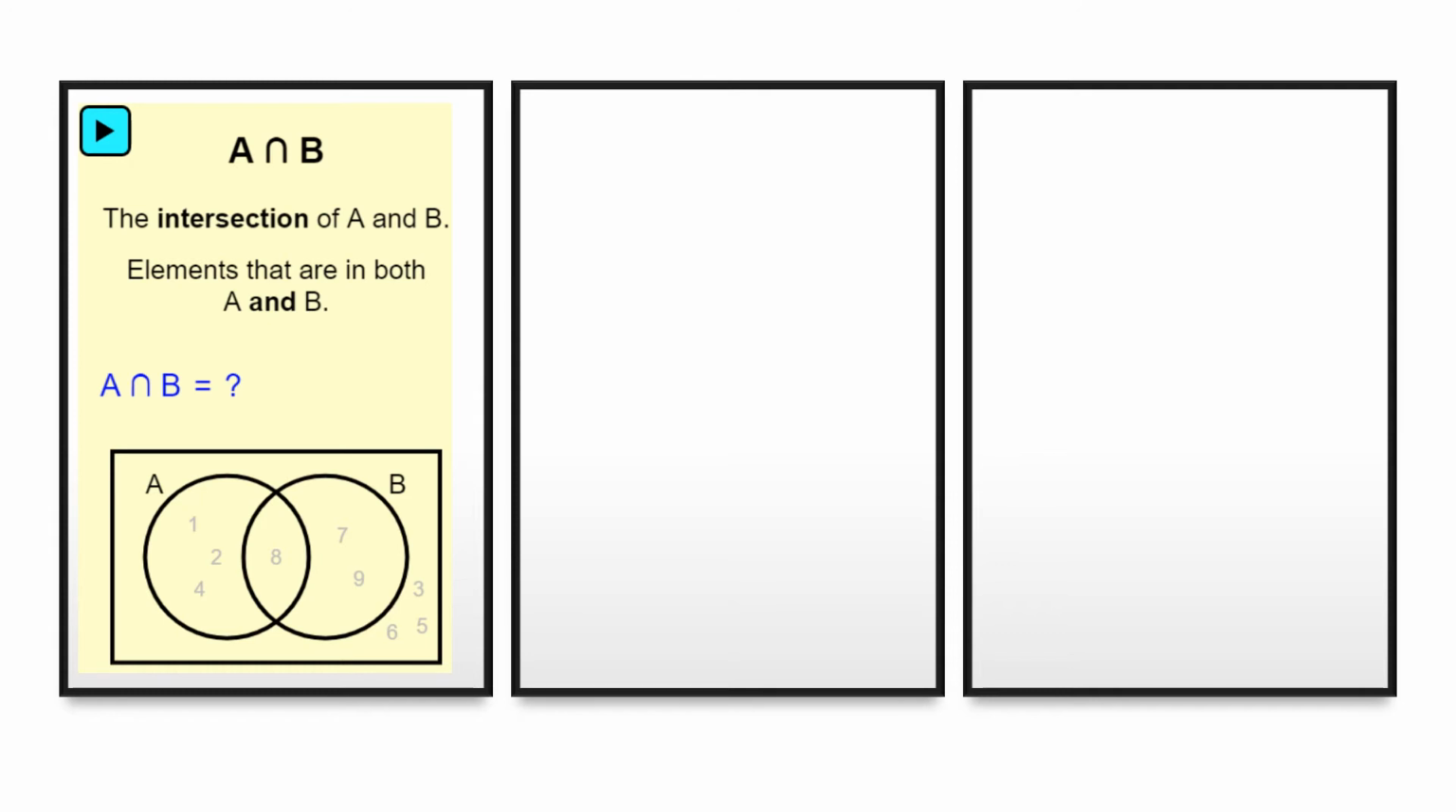This N symbol here, just a curve like that. What this symbol means is the intersection. I used that word intersection earlier. The intersection of A and B is the section that's both A and B. So this section here is A intersection B, and the only number in there is 8. This symbol is super important.